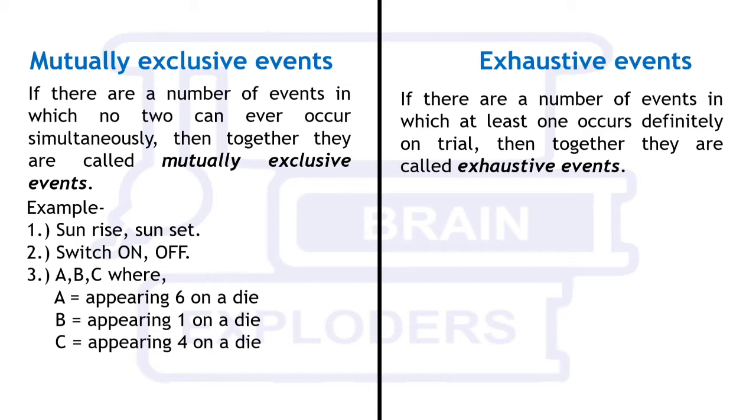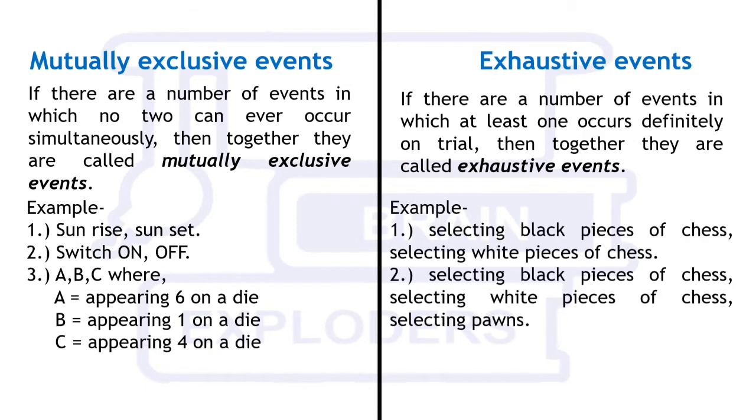An example of exhaustive events is selecting black pieces of chess and selecting white pieces of chess. If we select a piece of chess, it will be either black or white. Another example is selecting black pieces of chess, selecting white pieces of chess and selecting pawns. Selecting pawns is added to the first example to make it the second example, just to show that exhaustive events need not be mutually exclusive too.